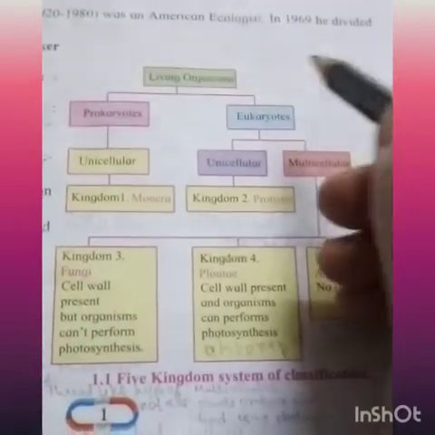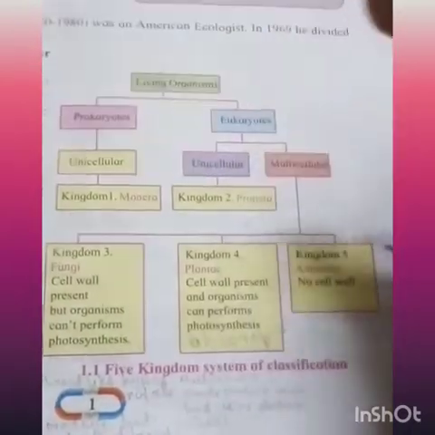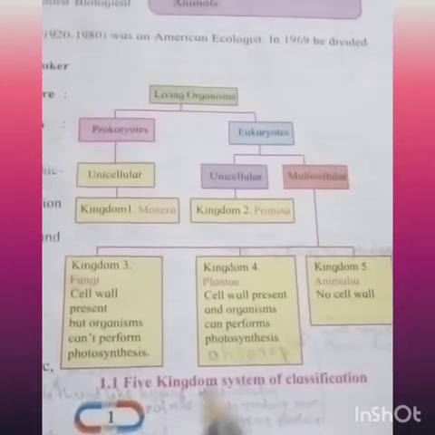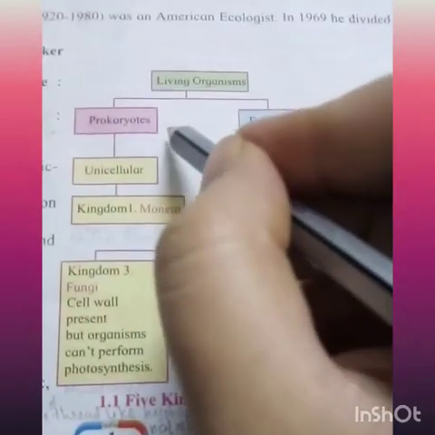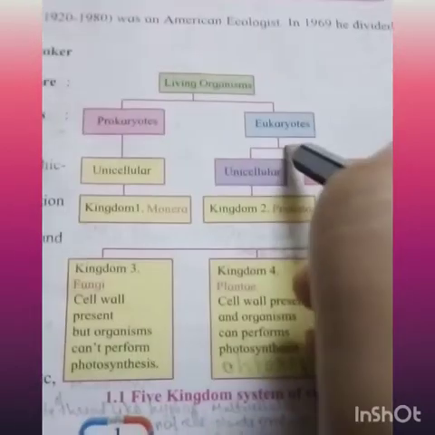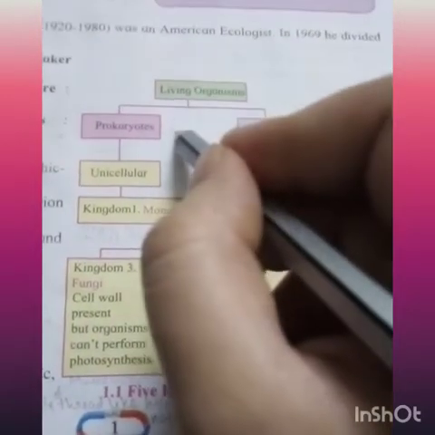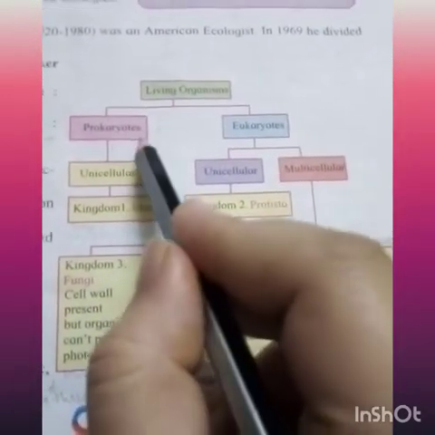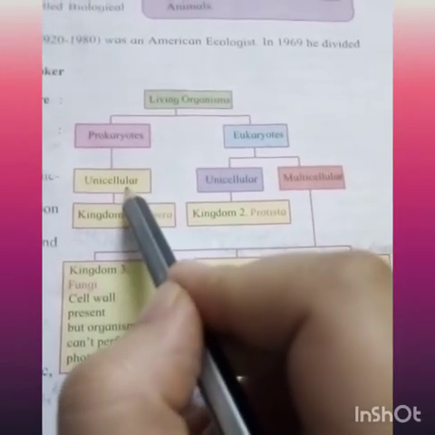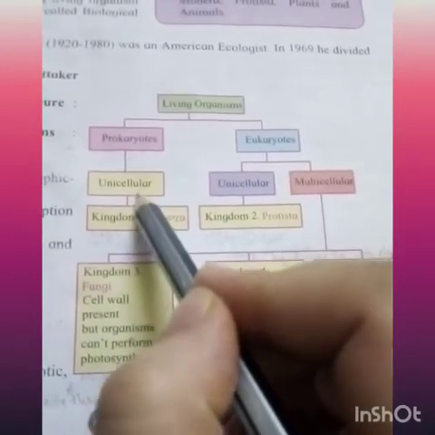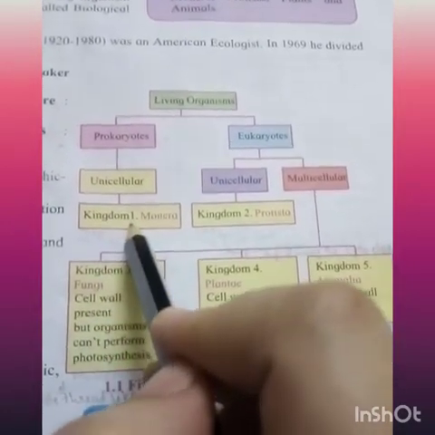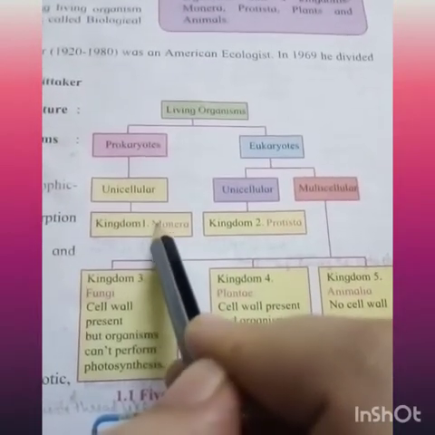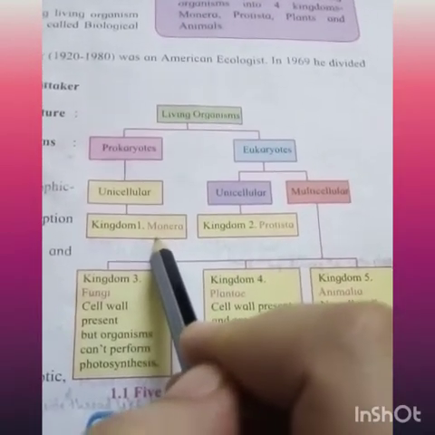So students, here the chart is given, the five kingdom system of classification. So living organisms are classified into prokaryotes and eukaryotes. Just now I have explained to you that prokaryote is a simple cell, eukaryote more complex and larger than the prokaryotes. Under prokaryotes we have unicellular organisms, that means single cell organisms. And under unicellular prokaryotic living organisms we have one kingdom, that is Monera. That means only a single cell is present and it is a very simple form of the cell.